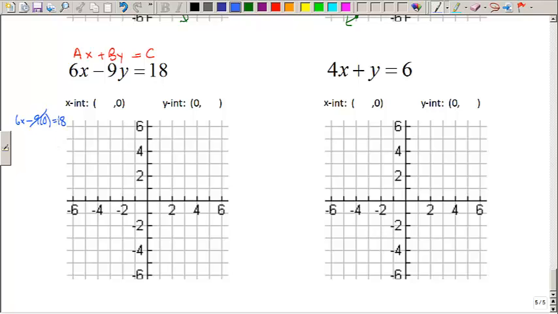Well, 9 times 0 is just 0. So I have 6x equals 18. And then I can solve that fairly quickly and get x equals 3. Although there's an even easier method, and I call this the cover-up method.